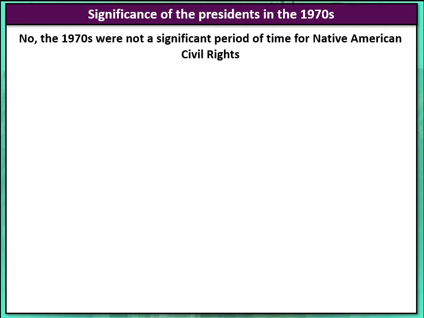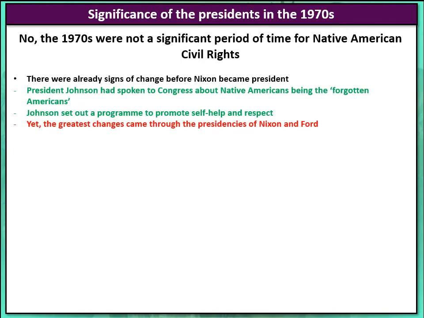How about the arguments that the 1970s were not a significant period of time for Native American civil rights? Well, firstly, we must say, although this is a weaker argument, that there were already signs of change before Nixon became president.